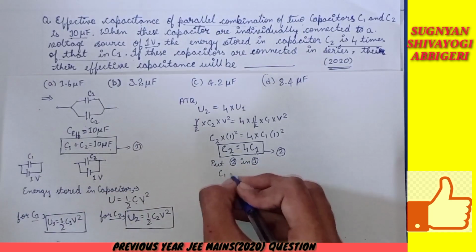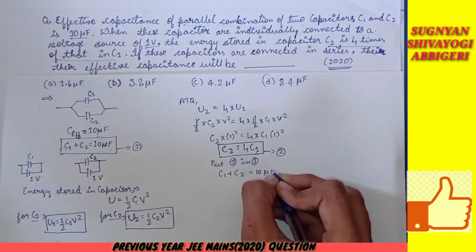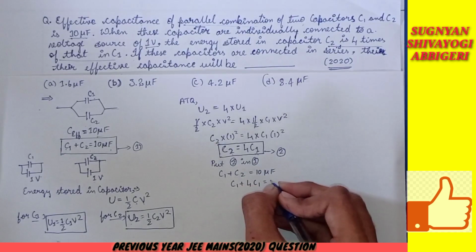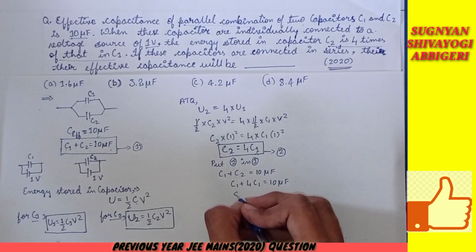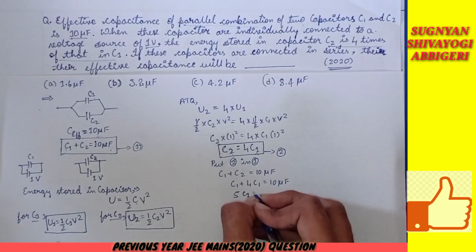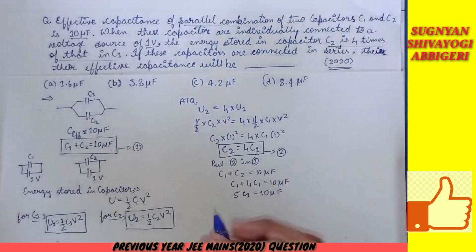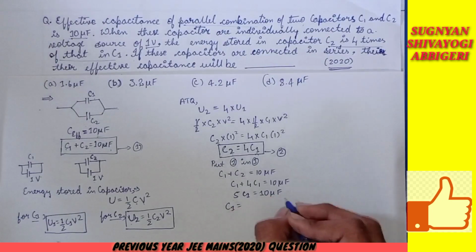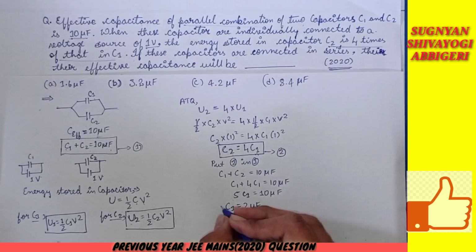Let me write it here. C1 plus C2 is equal to 10 mu farad. C1 plus 4 into C1 is equal to 10 mu farads. C1 plus 4C1 is equal to 5 into C1, which is equal to 10 mu farad. Now sending 5 to that side, we get C1 as 2 mu farad.